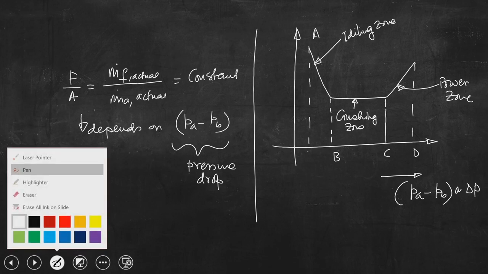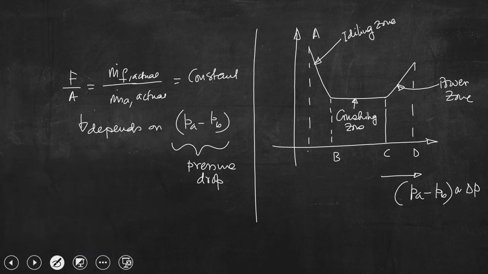Now we can see that this is the idling zone. This is the fuel air ratio and this is the stoichiometric fuel air ratio. If we increase the pressure difference, we can see that we need a greater amount of air fuel mixture. So, we are trying to move from the idling zone to the cruising zone and the power zone.